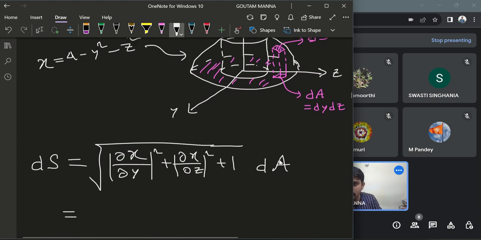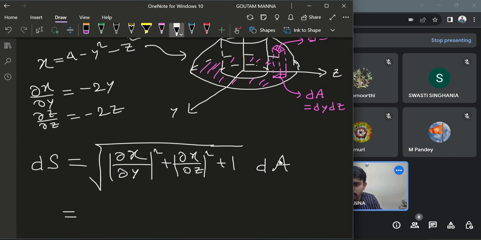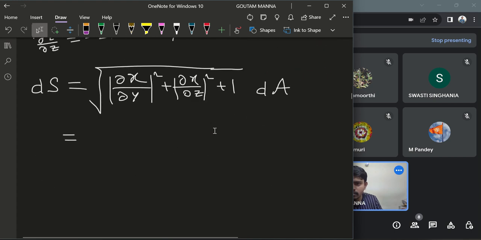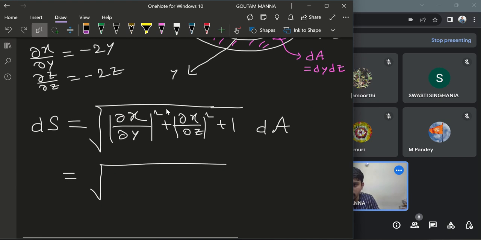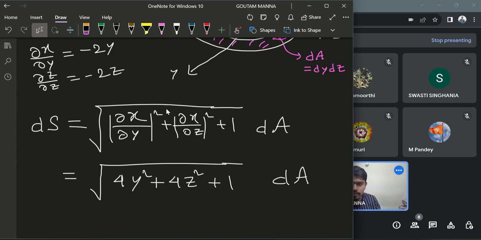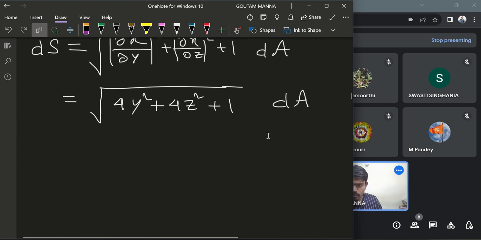Let me find del x del y and del x del z. Del x del y will be minus 2y, and del x del z will be minus 2z. So if I take the mod square, it will be 4y square plus 4z square plus 1, times dA. That is the ds.